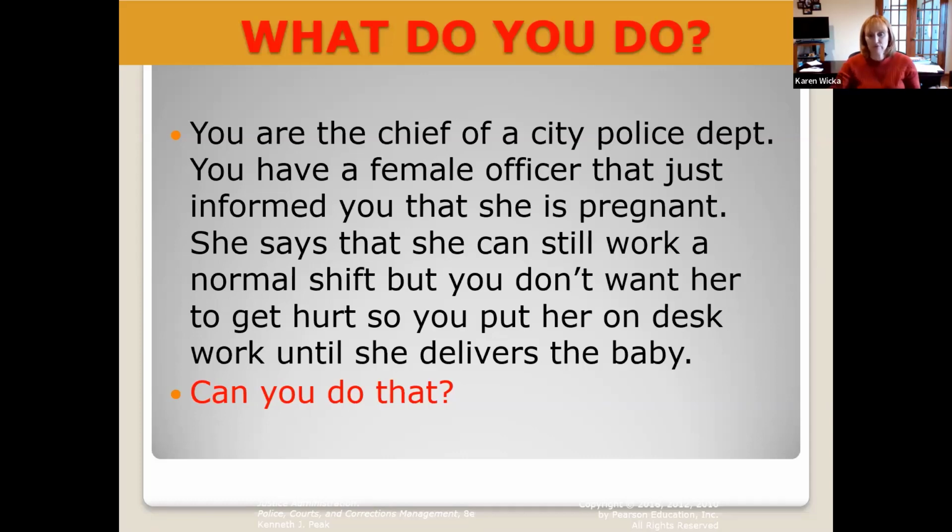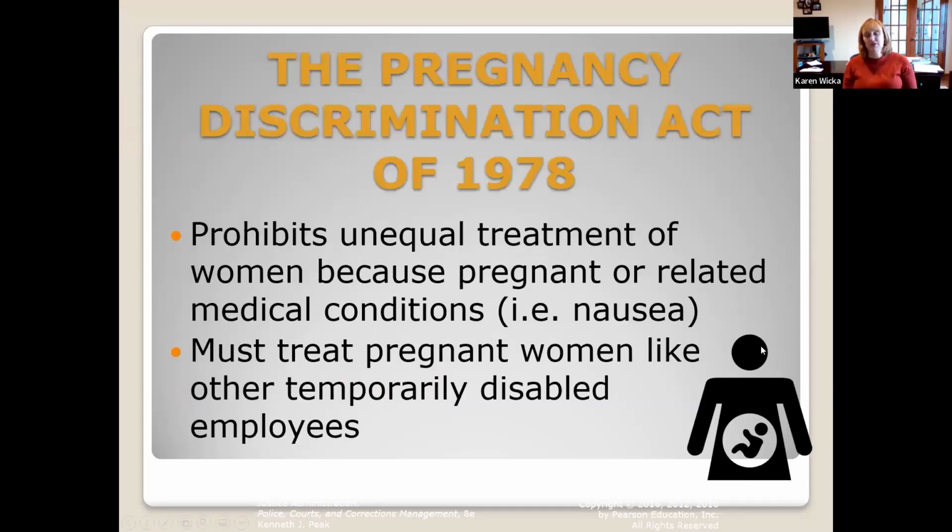Can you do that? Well, there is a law called the Pregnancy Discrimination Act of 1978. What this says is you cannot treat women that are pregnant differently from other people, okay? So as long as she can still do the job. Now, when she's 9 months pregnant, maybe she can't run people down. Maybe that's a different situation. It would be a bona fide occupational qualification. But when she's just started out, at the beginning, she's pregnant, she can still do the job. You can't discriminate against her.